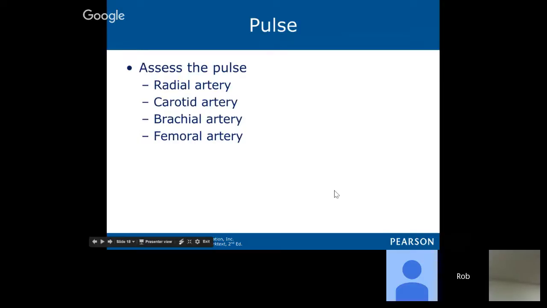So pulse assesses the pulse, the radial artery. Everybody know how to find the radial artery? On the thumb side, right? Right underneath, in between the ligaments there and that radial bone. Got a little notch. So the carotid, we already talked about where it was. The brachial, we talked about it in the CPR section.